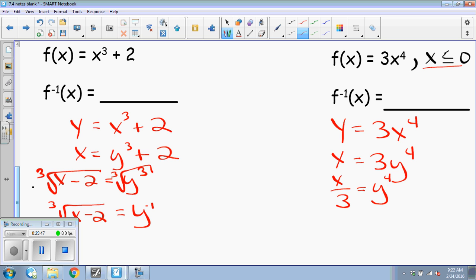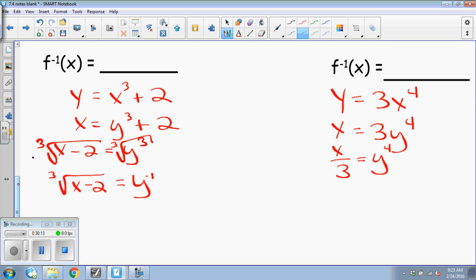Now, we have to take the fourth root of both sides. Because it's an even root, it's plus or minus, but you can't have two answers. Your inverse can only be either or. So this tells you which one it is going to be? The negative, because this says x has to be less than or equal to 0. If it was greater than, the answer would be the positive.